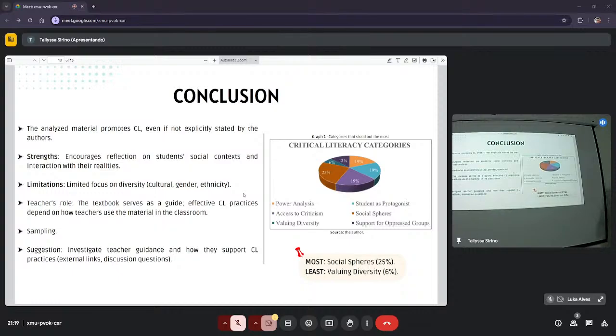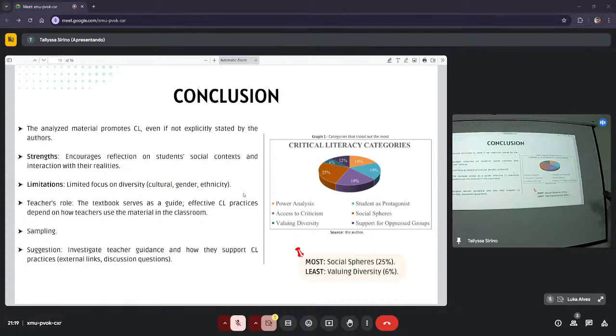This study is a sampling. That is, it's not possible to affirm that the entire textbook faithfully works with critical literacy with only this analysis. And taking this in mind, it is possible to explore the textbook more. A suggestion that I give is to investigate teacher guidance and how it supports critical literacy practices, from external links and discussion questions, so how the textbook helps the teacher to develop students' critical thinking.